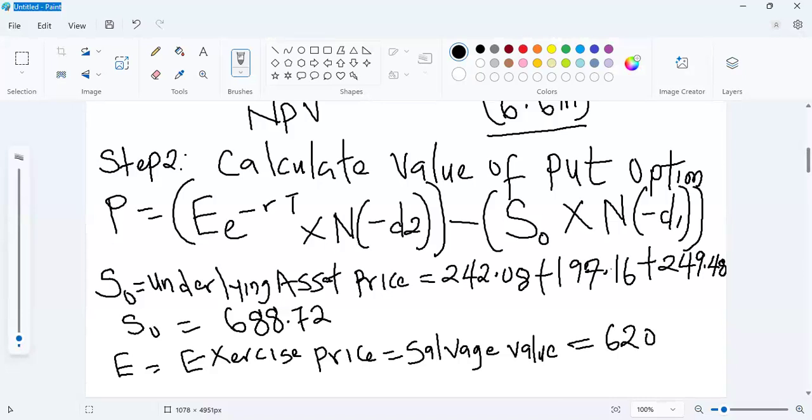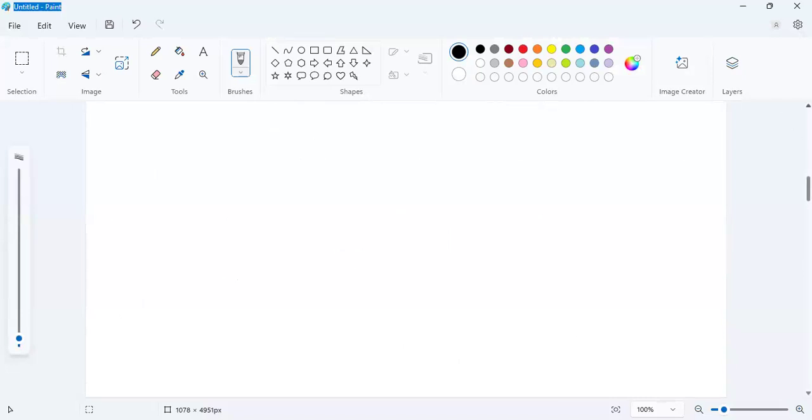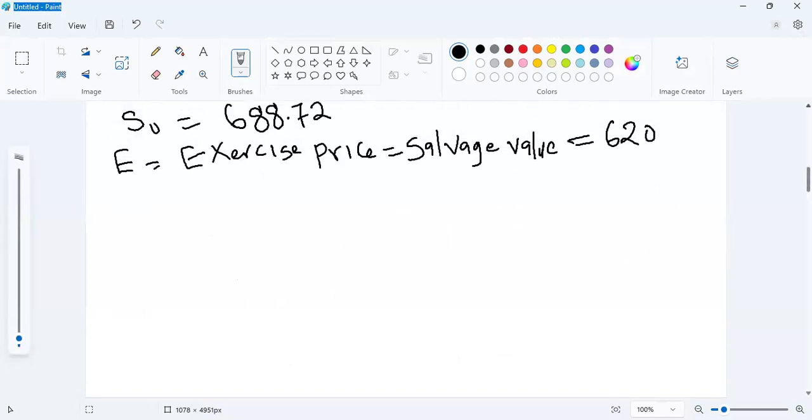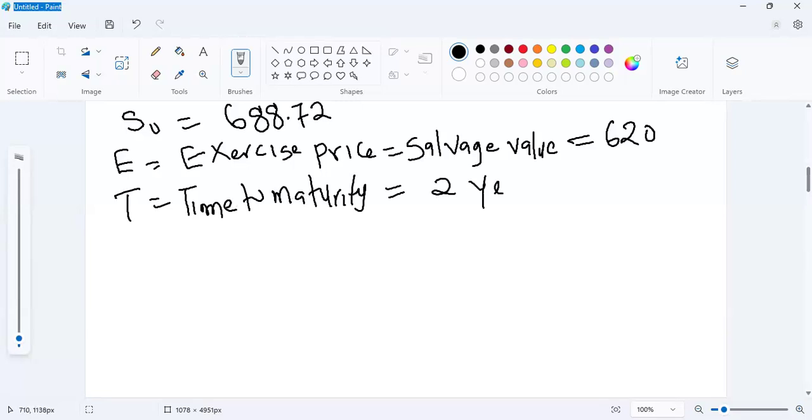Next, what is the time? When are we going to abandon this project? At the beginning of year 3. That is, at the end of year 2. Our T, time to maturity. These projects will be abandoned at the end of year 2. That is 2 years.